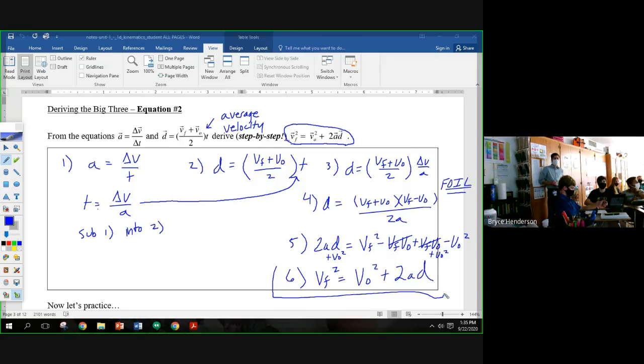Now, this, you can put a box around. This is our final formula. And as you'll mention, when is a good time to use this formula?